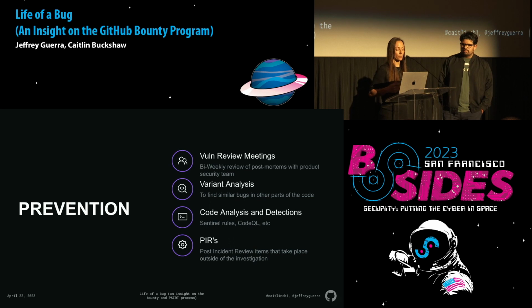So this is where my team comes in, PSIRT engineering. We're going to work through prevention. Prevention is a big thing, right? We want to reduce the number of incidents that we're seeing come in. So we do things like vulnerability review meetings where we review our postmortems and share our findings with the greater org. We do variant analysis where we really dig into bugs and try to find variants in different parts of the code base. We work with our code analysis team to develop detections and Sentinel and CodeQL queries. And then, of course, all these become post-incident repair items that we're tracking elsewhere.